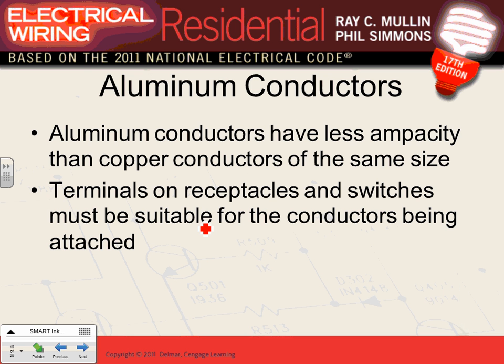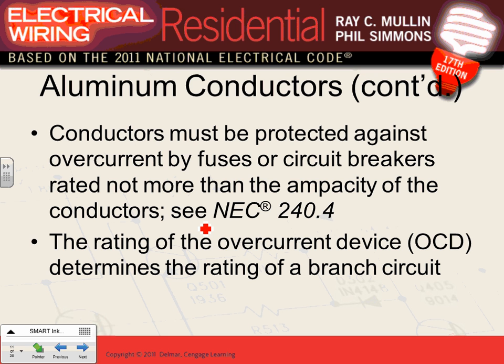We talked about aluminum conductor, guys, cannot be landed on anything that's not rated for aluminum. So if it's an aluminum conductor, it has to be rated for aluminum. Conductors must be protected based on overcurrent protection device. So, for example, if I have an overcurrent protection device 20 amp here, this conductor cannot be smaller than number 12, right? This is what they're saying. Conductors must be protected based on their overcurrent protection device.